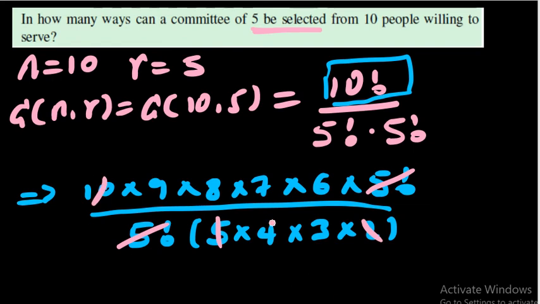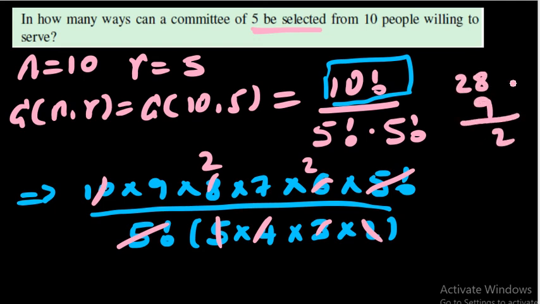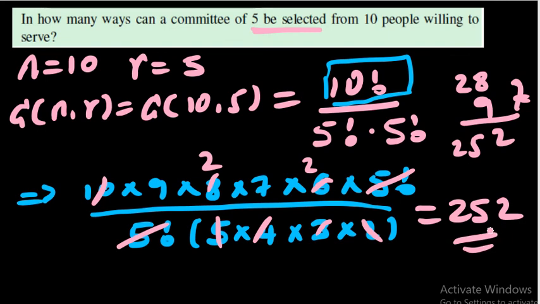You can cancel, and this one by 4 gives 1, this by 4 gives 2, and by 3 gives 1, this by 3 gives 2. So you can multiply 2 times 2 is 4, 4 times 7 will be 28. Multiply 28 by 9, you know, 72, we have 7, and 18 plus 7 is 25. So the answer will be 252. So we have 252 ways of selecting a committee of 5 from 10 people. If we are trying to organize, we can do it in 252 different ways. Okay, let's go to the next question.